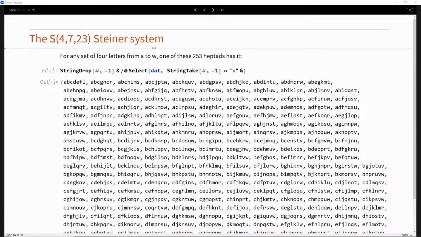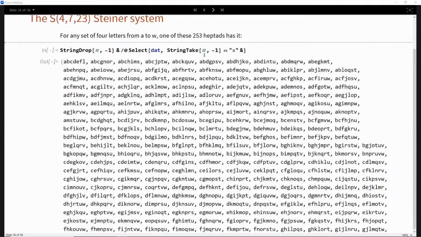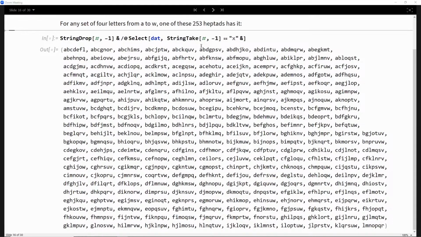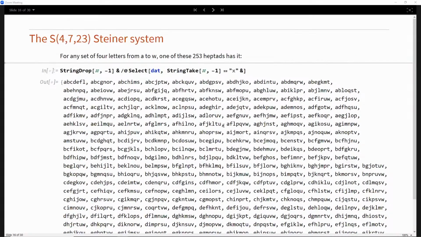We can puncture that code by focusing on the ones that had the letter X, and what remains is a set of 253 heptads, each with a set of 4 characters somewhere in it. For example, ABCD is in this one, ABCE, ABCF is in this one, ABCG is in this one, ABCH in this one, ABCI, ABCJ in this one, ABCK, and so on. Any set of 4 letters ends in one of these 253 heptads.